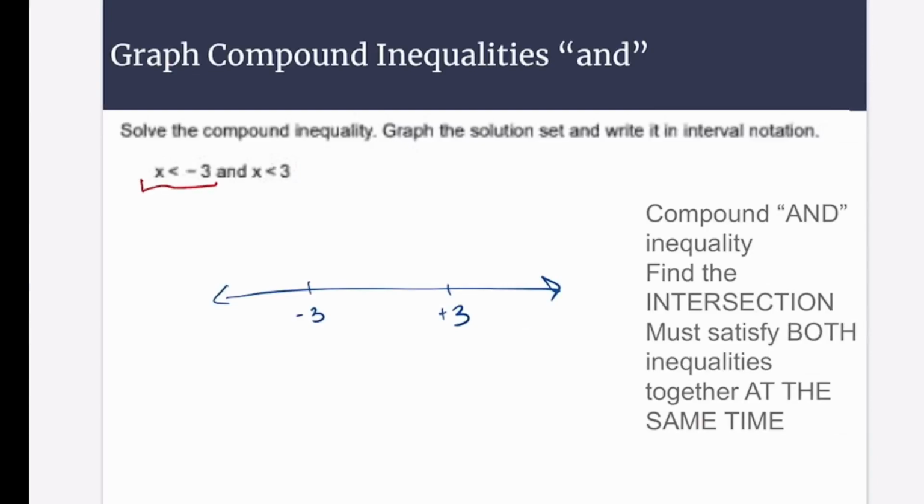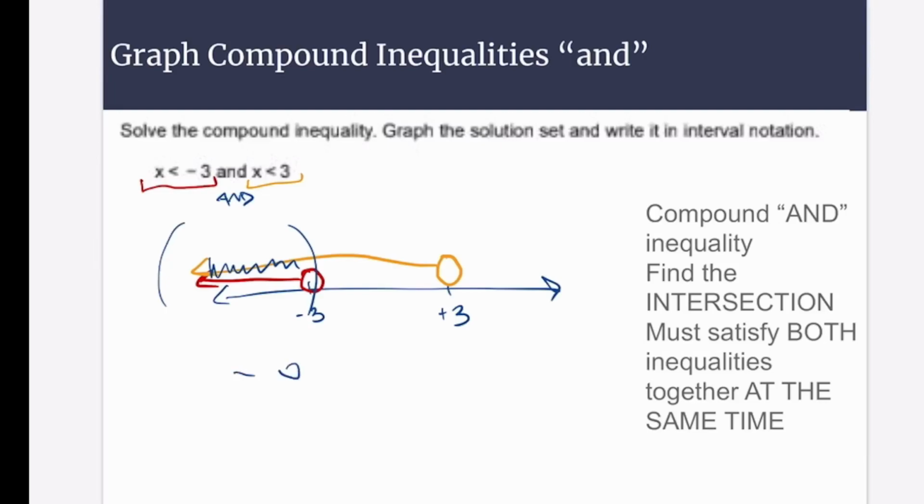This one, x is less than -3, so open circle at -3, we're going left. x is less than 3, so 3, open circle, going left. All right, so the intersection, red and orange together, is in this section right here, up until that number. So they both go to the left. So they both go towards infinity.